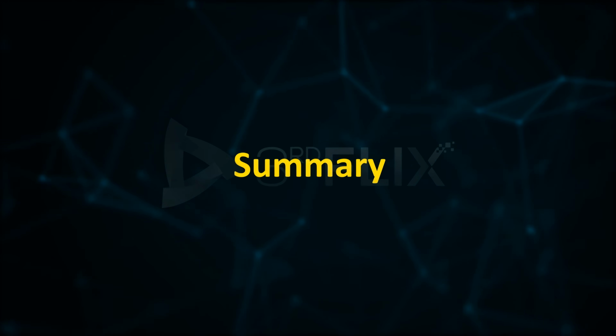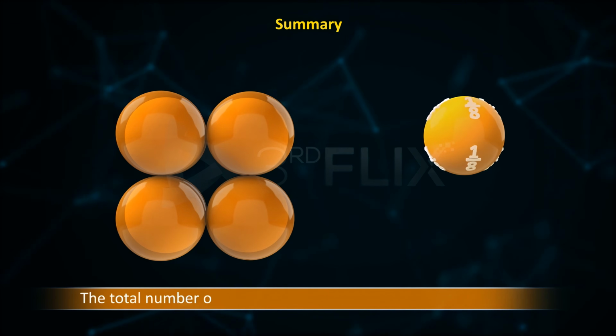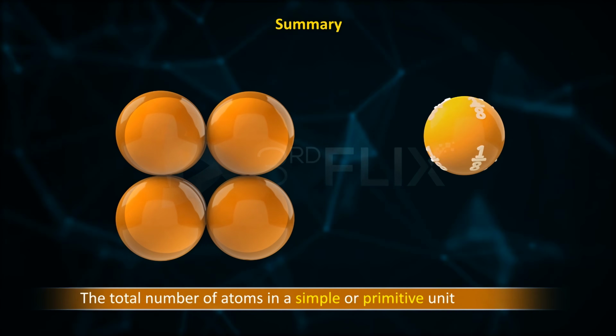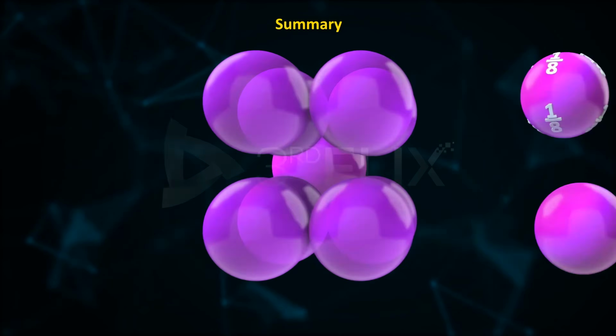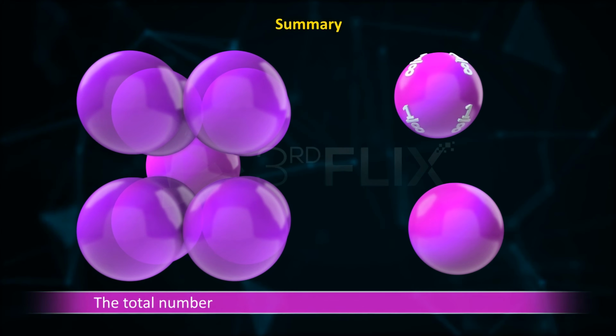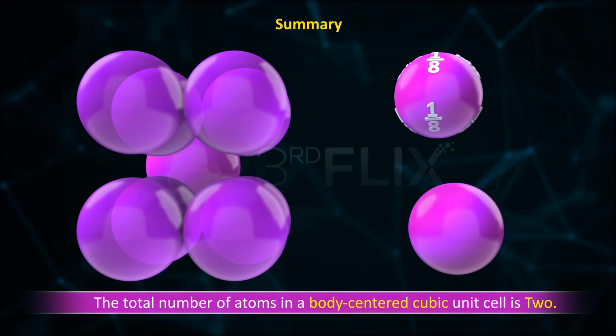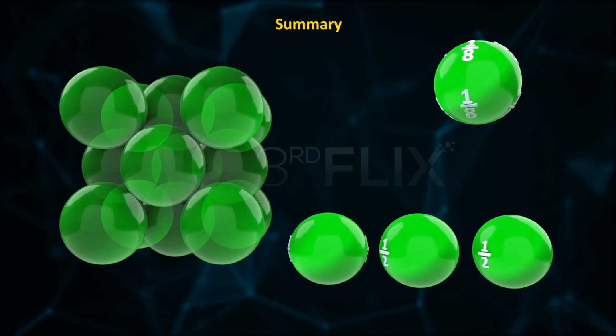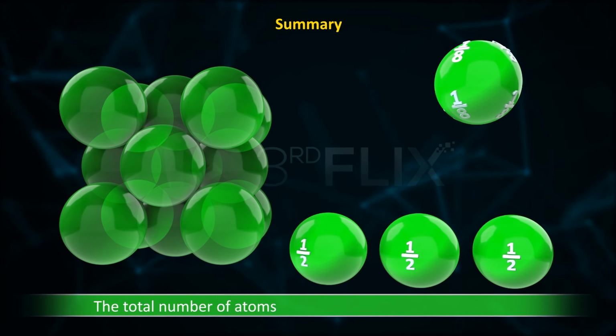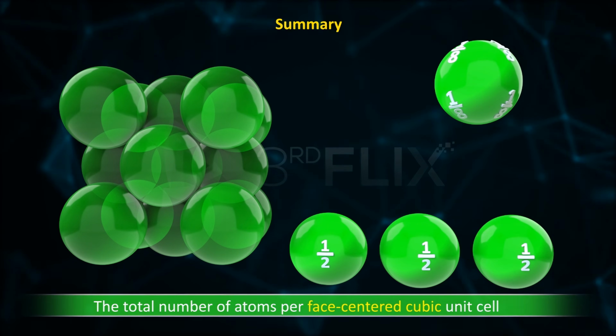Let's summarize. The total number of atoms in a simple or primitive unit cell is 1. The total number of atoms in a body-centered cubic unit cell is 2. The total number of atoms per face-centered cubic unit cell is 4.